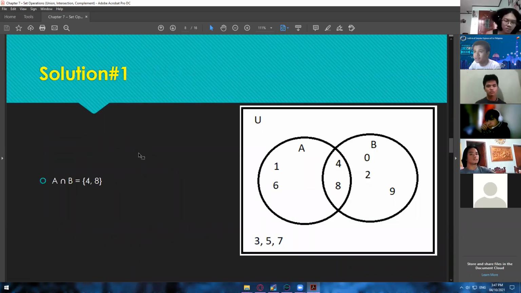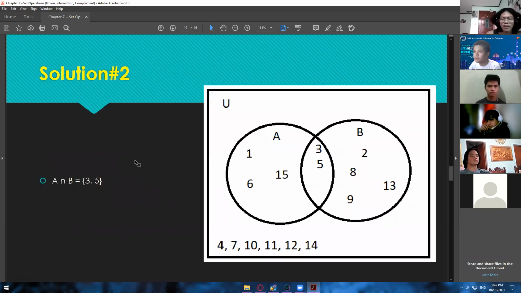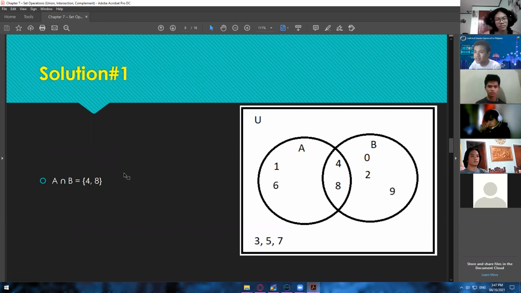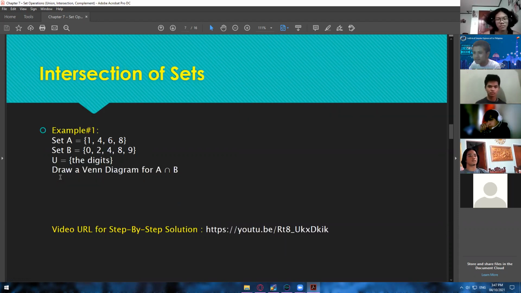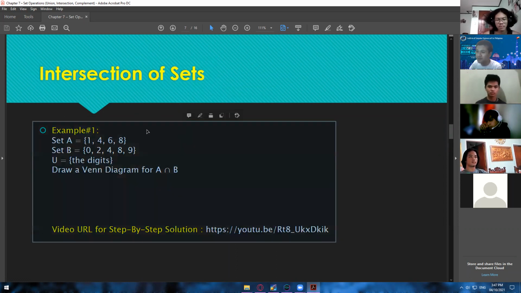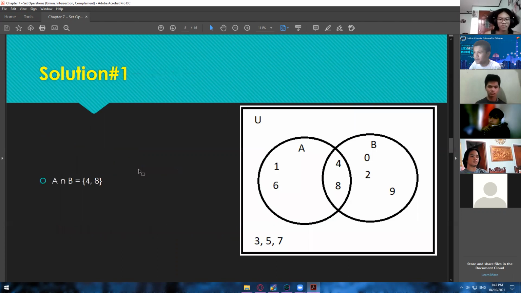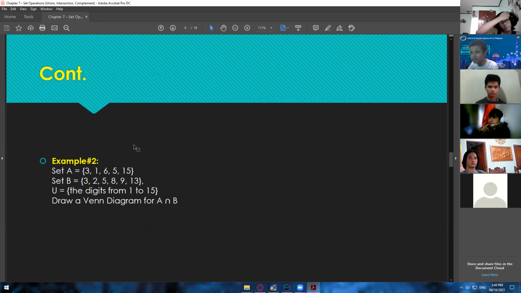Oops, my bad. I named this one solution number 1 again since it's a new topic, and I got confused. So this is another example number 1, but this one is now for intersection of sets. The answer for this one is 4 and 8. That's already it. And here is the Venn diagram of this example number 1.